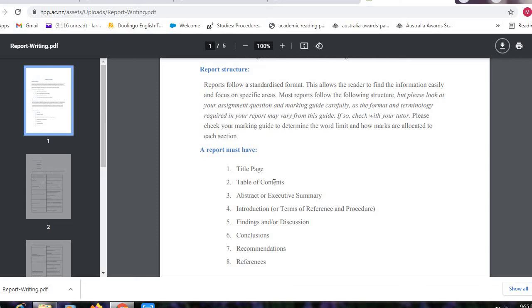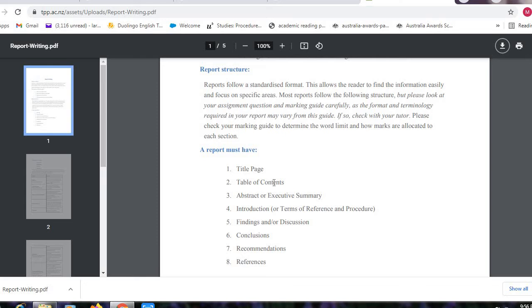Number three, abstract or executive summary. This is very important, because if readers don't have time to read all the passages in detail, they will move towards the abstract or the executive summary of your report, to see what the different arguments, the different aspects and the main idea of the report are.